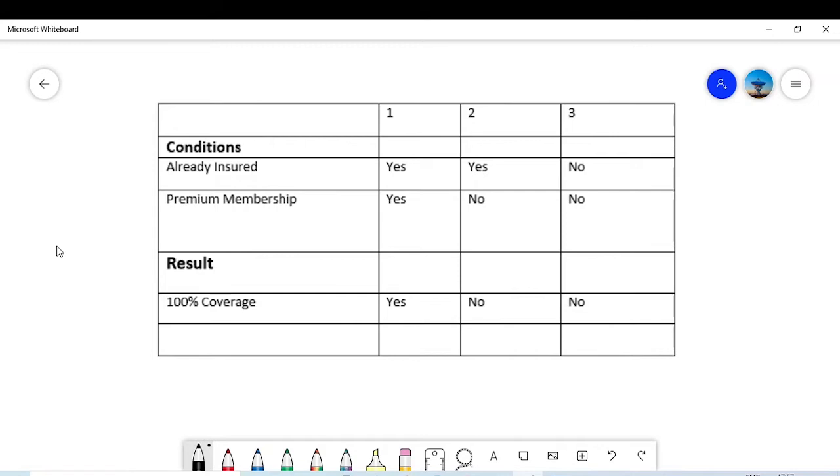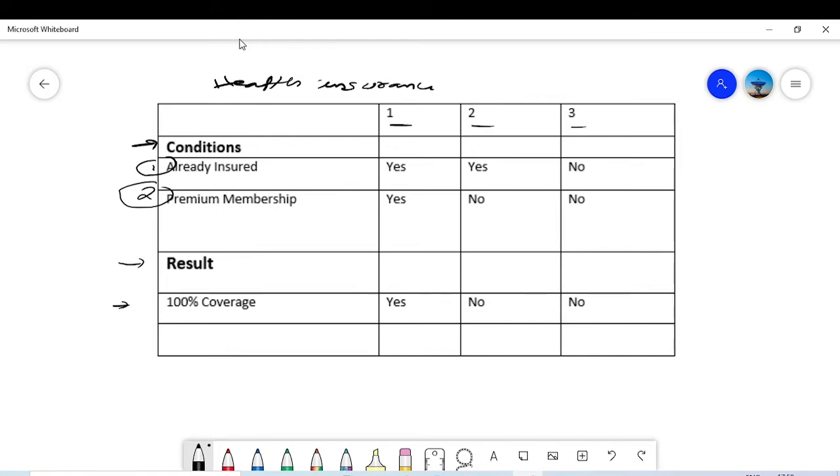For example, we have two conditions. It's a truth table, or a decision table, also known as a truth table sometimes, about health insurance. Sorry for the bad handwriting, but I think it will work. So the conditions we have: are you insured? That is the first condition. The second condition is, are you a premier member? So two conditions are given, and based on the conditions the result is there. Either you will be 100% covered with your health insurance, or you will not be. And here some combinations are given.